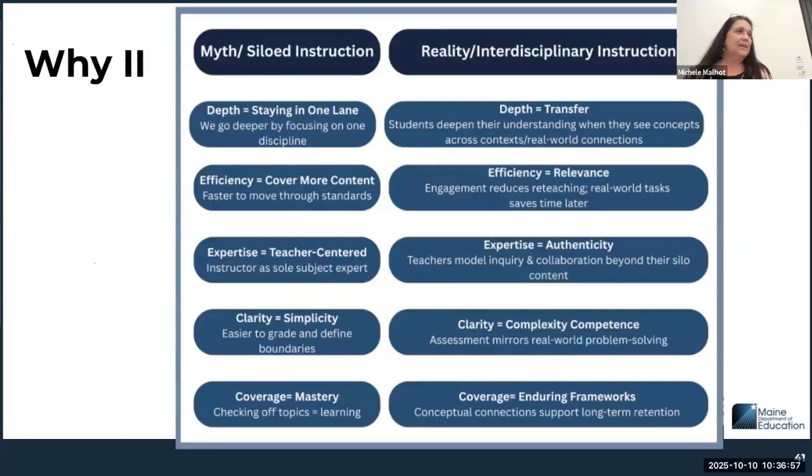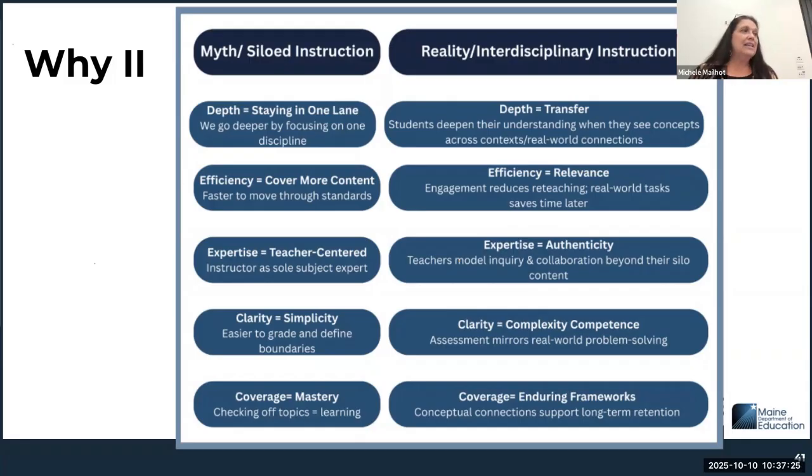So the next slide I want to share with you is called Why I. And you might be wondering, what is I? So I is what we call ourselves, we're the I team, interdisciplinary instruction. And again, we're not saying one approach to instruction is better than the other. There are times where it is important to do discrete content-specific instruction to work on those discrete skills.